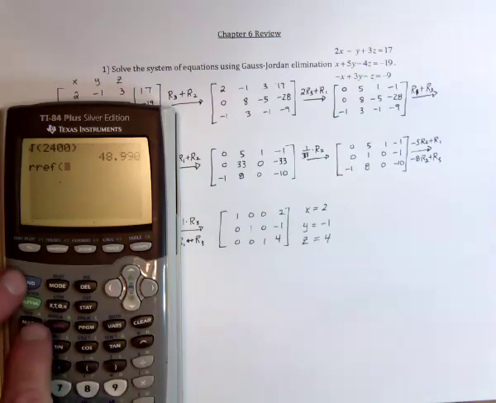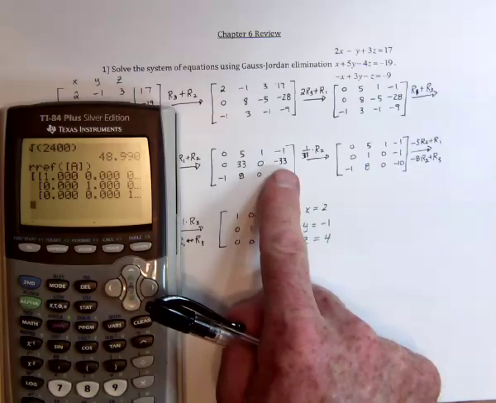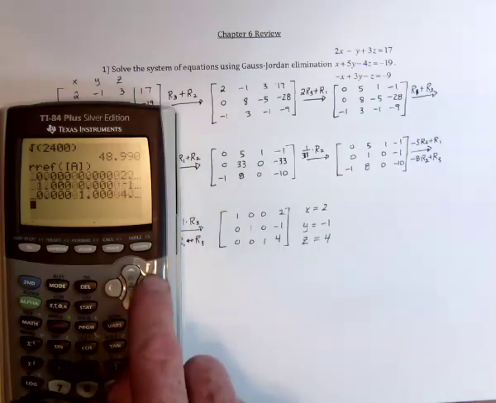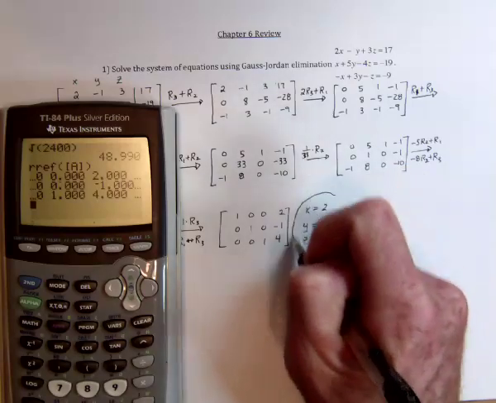so reduced row echelon form, and then go back in one more time and get the name A. And the reduced row echelon form is, so it did these types of calculations, and it found out that the answer should be 2, negative 1, and 4. So there it is.